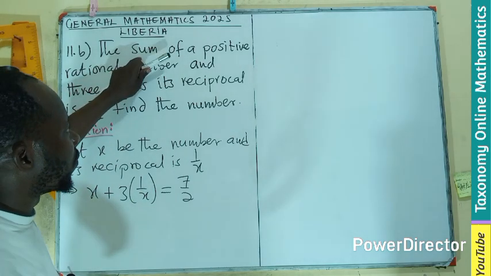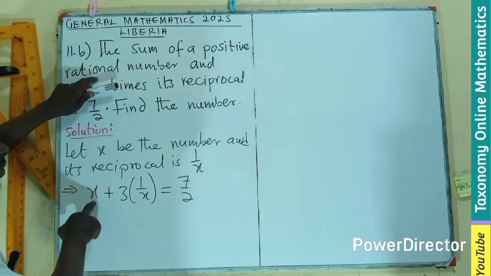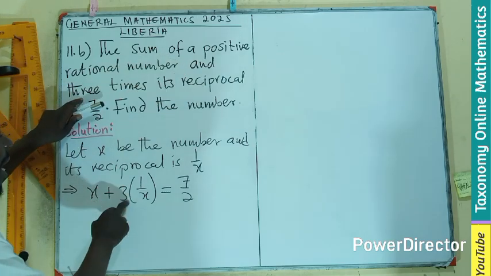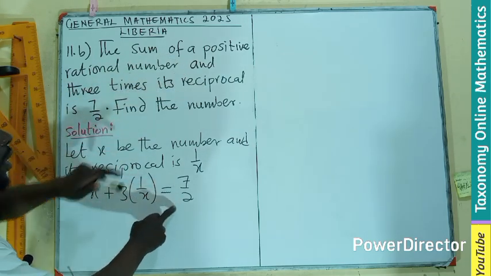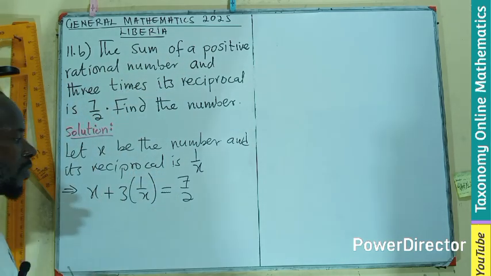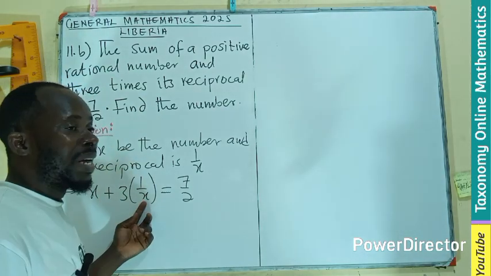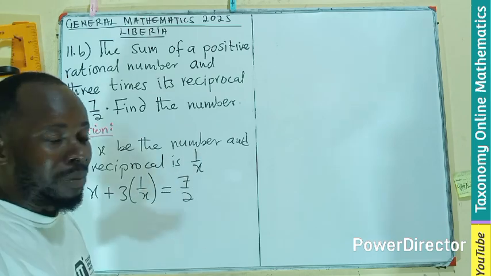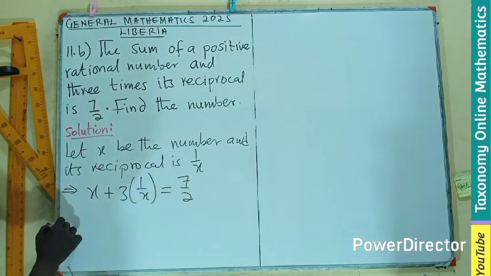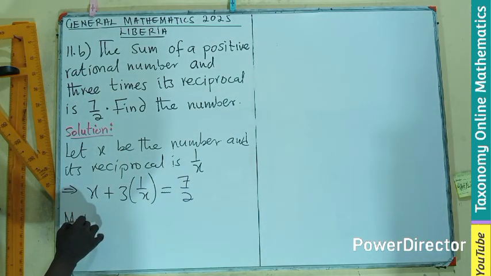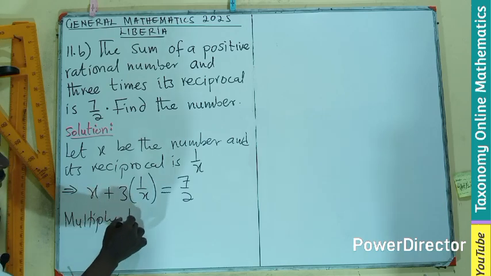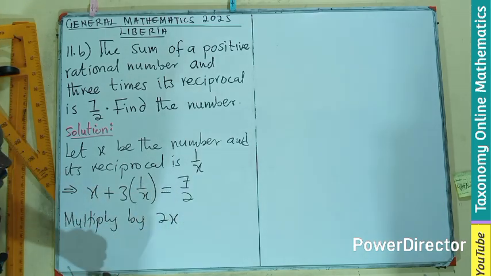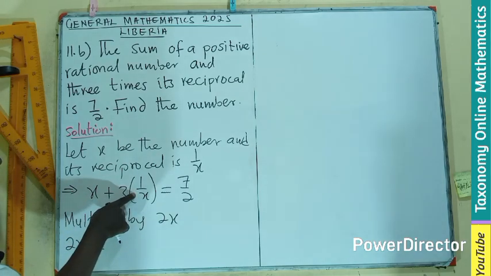The sum of the positive rational number, which is this, and 3 times its reciprocal give you a result of this. So there are two ways we can do this. We are having denominators of x and 2. So we can multiply through by that LCM. Let's say multiply by 2 and x.